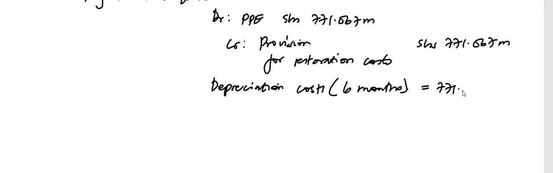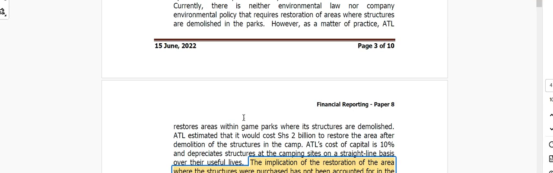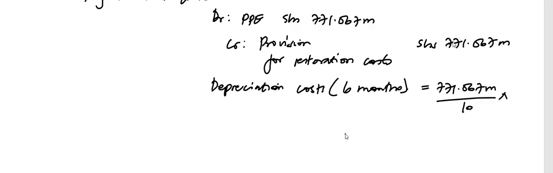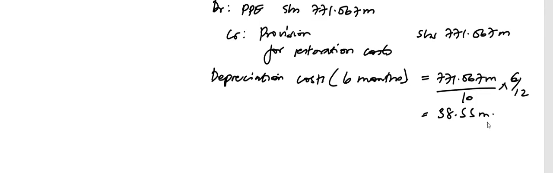So 771.67 M over 10 years. But then you have to multiply by 6 out of 12. Why? Because these structures were acquired on 1st July 2021 and you're reporting on 31st December 2021. So we have to compute depreciation for a period of 6 out of 12 months. And this gives you 38.55 M. That is your depreciation.